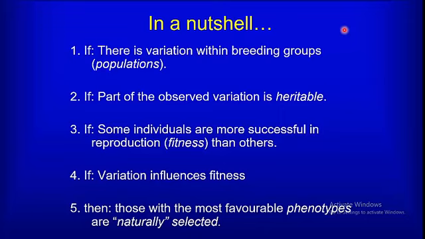So, to put the whole thing in a nutshell, if you have a breeding group, a population, and in that breeding group there is variation among individuals in the context of a given trait, if at least part of that observed variation is heritable to the offspring, if some of the individuals are more successful in reproduction, that is, they have greater fitness than the others, and if the phenotypic variation that we talked about in one has a direct effect on this variation in terms of reproduction, then if all these 4 conditions are met, then the phenotypes which have the capacity to leave behind more babies are the ones whose frequency in the population increases, and they are the ones who are supposed to be quote unquote naturally selected.